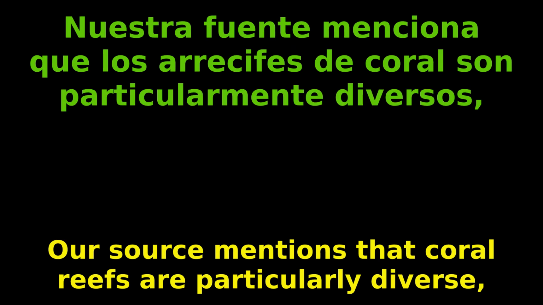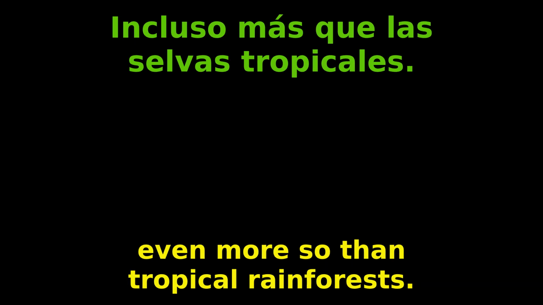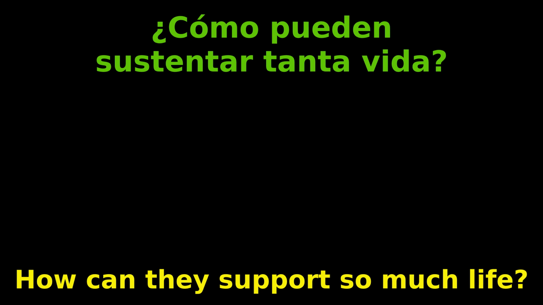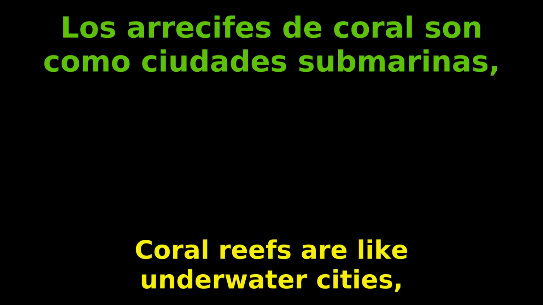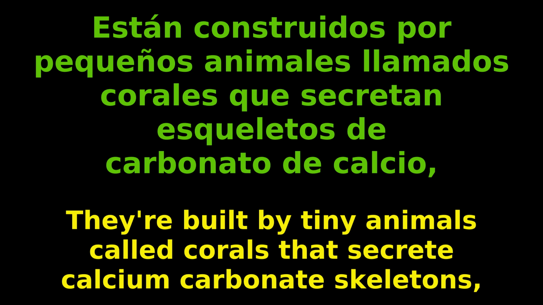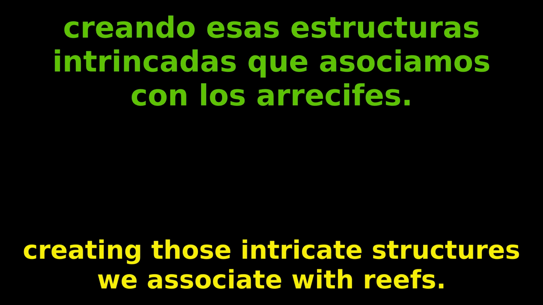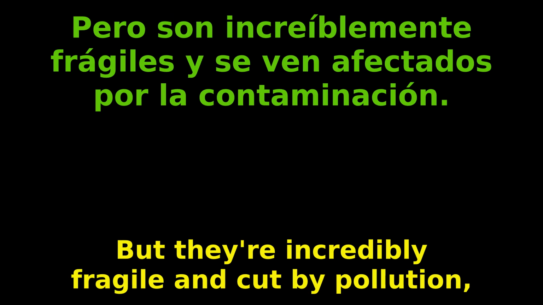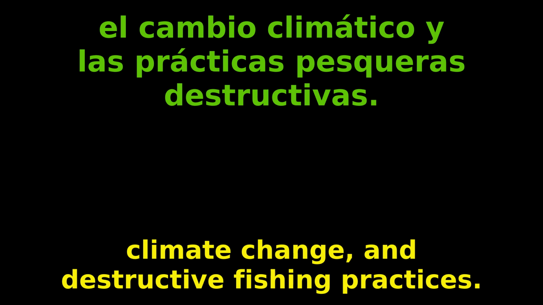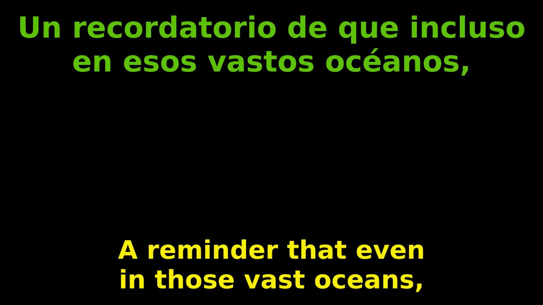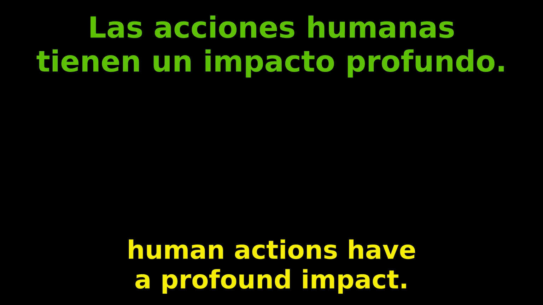Our source mentions that coral reefs are particularly diverse, even more so than tropical rainforests. That seems impossible. How can they support so much life? Coral reefs are like underwater cities, providing food and shelter for a dazzling array of fish, invertebrates, and other marine life. They're built by tiny animals called corals that secrete calcium carbonate skeletons, creating those intricate structures we associate with reefs. But they're incredibly fragile and threatened by pollution, climate change, and destructive fishing practices. A reminder that even in those vast oceans, human actions have a profound impact.